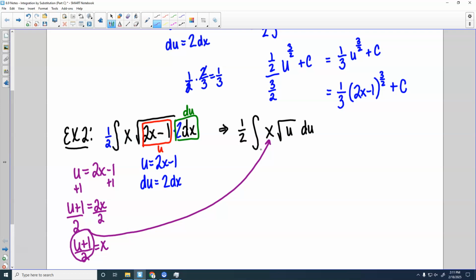So these are the hardest ones that you're going to do of these type of problems. You're not going to see a ton of them, but you will see some of them. So you're going to have 1/2 integral of u plus 1 over 2 times, I'm going to write this as a u to the 1/2, I think it'll make our lives a little easier if I do. du.